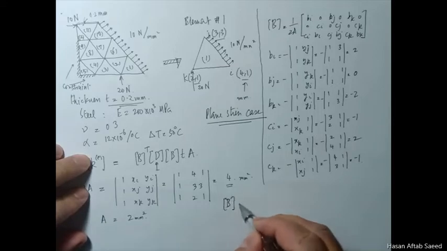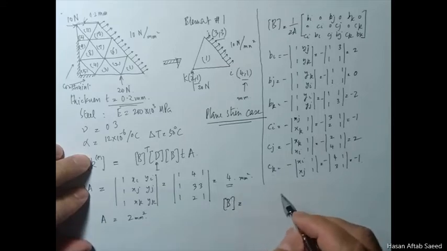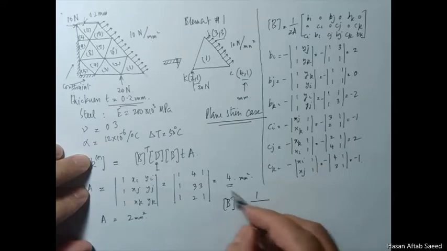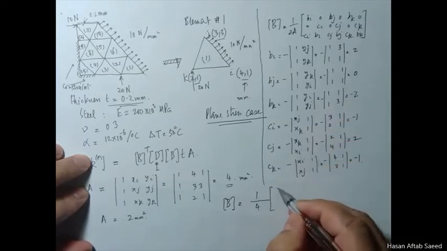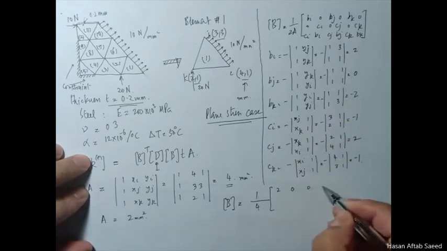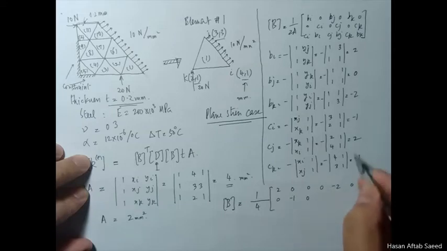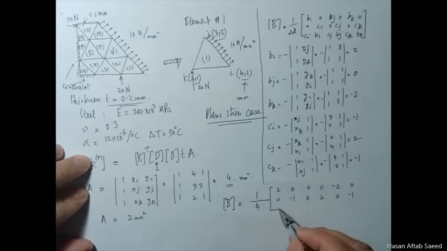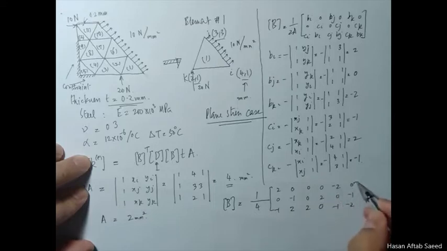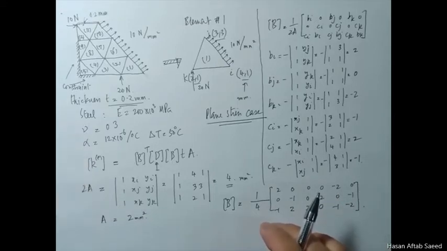Now, B is simply 1/4 times the matrix, and just put in the relevant values: 2, 0, 0, 0, -2, 0, 0, -1, 0, 2, 0, -1, and then -1, 2, 2, 0, -1, -2. This is the B matrix.